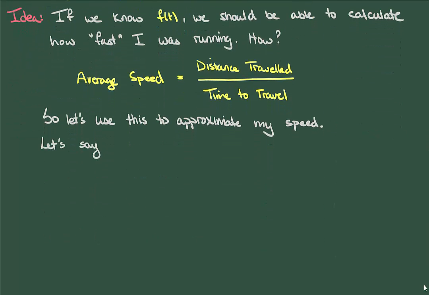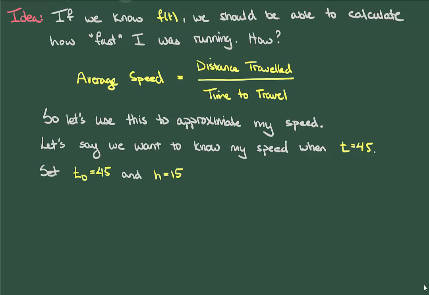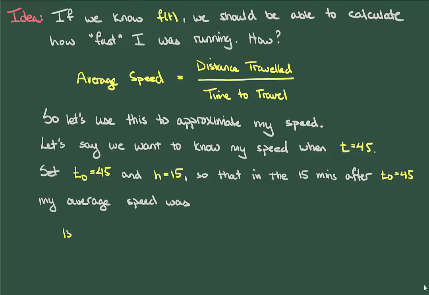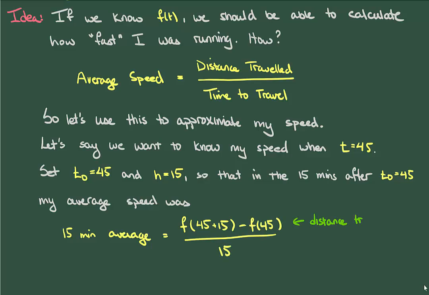All right, so let's pick a time to find my speed. Let's say I'm going to choose the 45-minute mark. I'm going to approximate my speed over the next 15 minutes, which I'm going to denote with a little variable h here, in which case the average speed that I've traveled can be computed as so. The numerator here is the distance that I've traveled in that 15 minutes, right? It's the distance I traveled between the 45 and 60-minute marks. The denominator is the time I spent traveling that distance, 15 minutes.